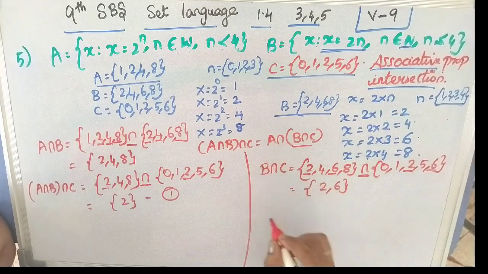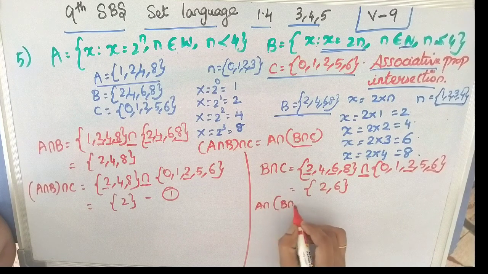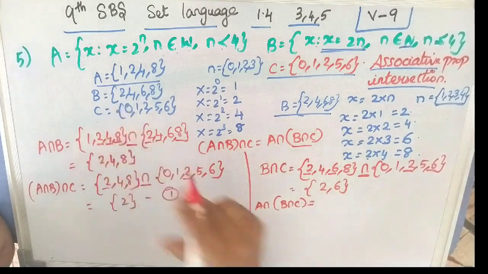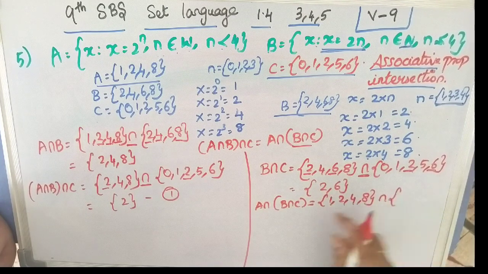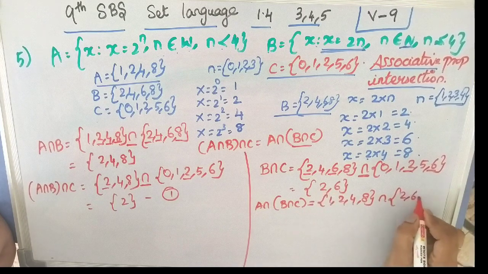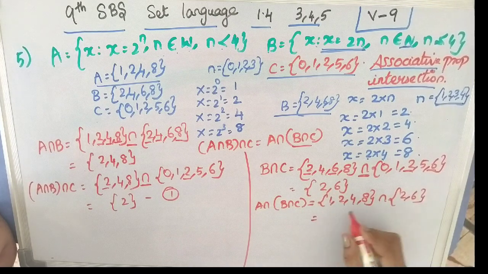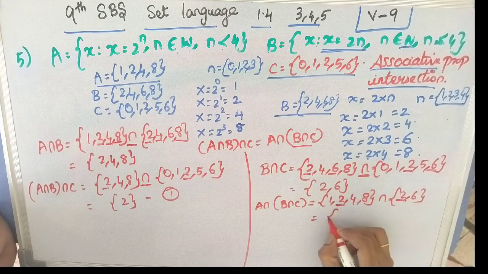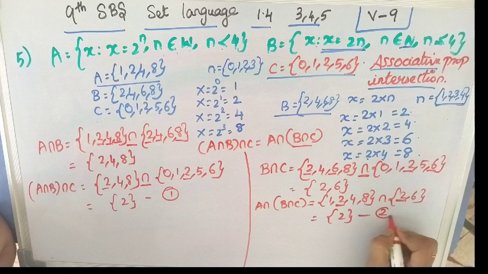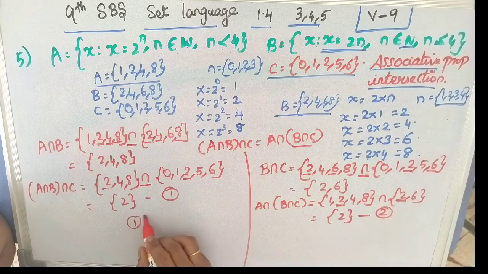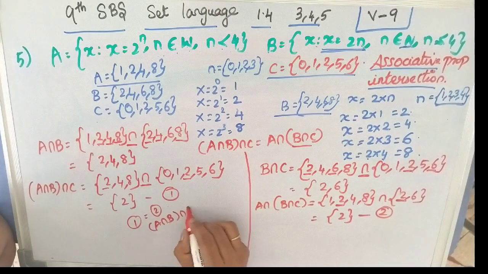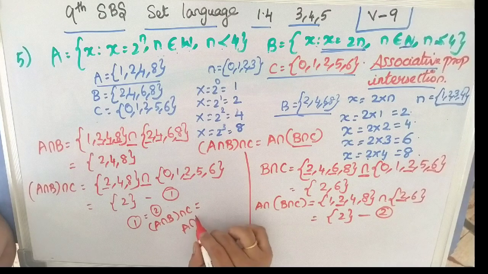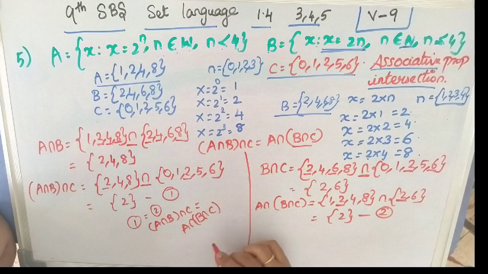Now we have to find A intersection B intersection C, isn't it? So what is A? 1, 2, 4, 8, isn't it? 1, 2, 4, 8. Intersection. What is B intersection C? 2 and 6. How to find intersection? We have to write only the common elements, isn't it? So what is the common elements? 2. So we have marked it as 2. Now 1 is exactly equal to 2. So A intersection B intersection C is equal to A intersection B intersection C. Therefore, the associative property of intersection is proved.